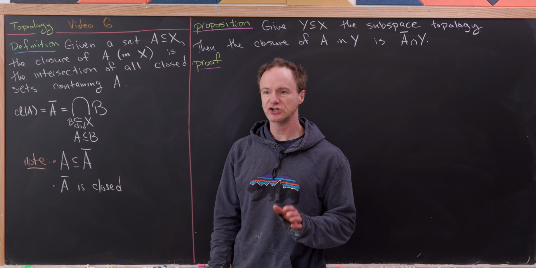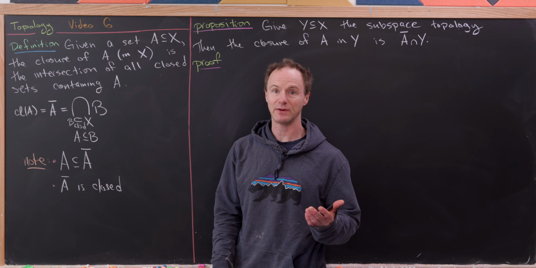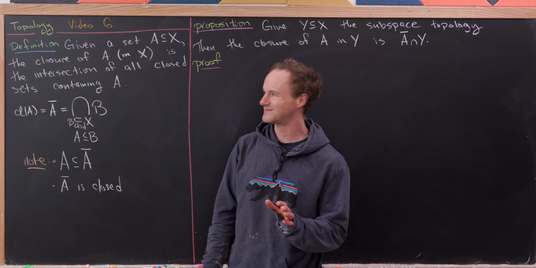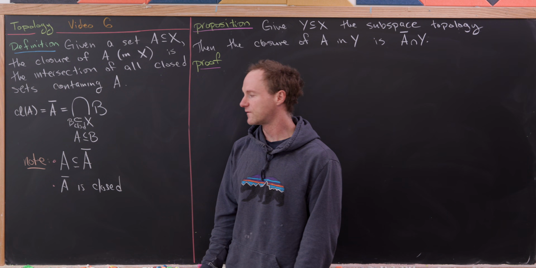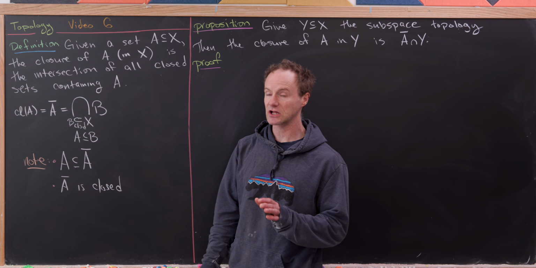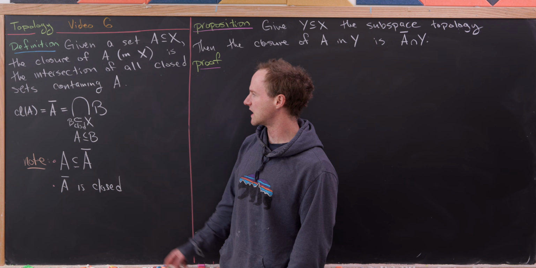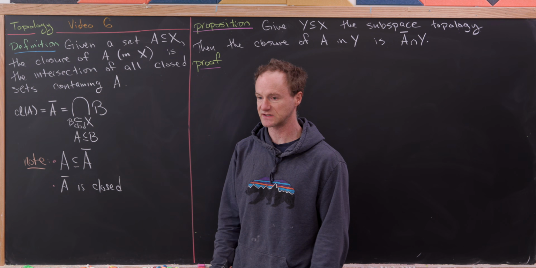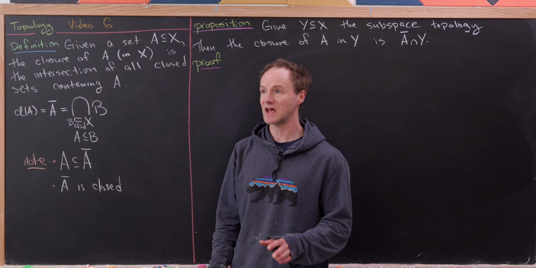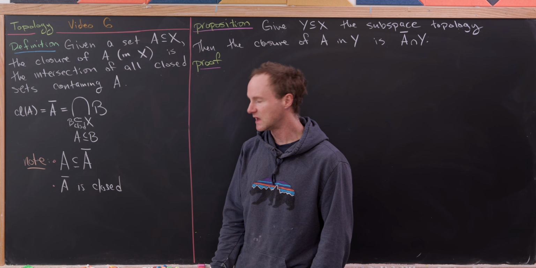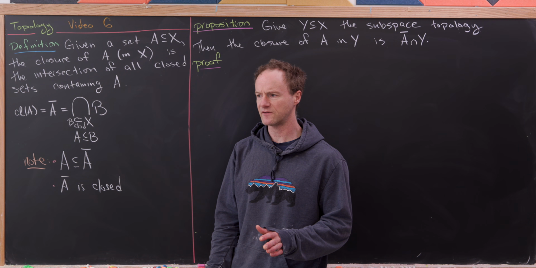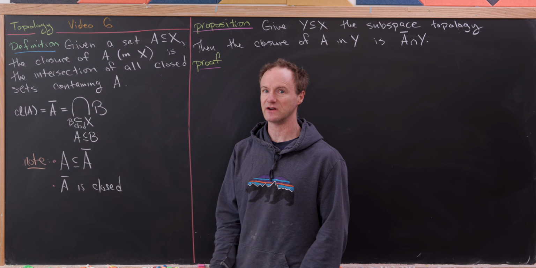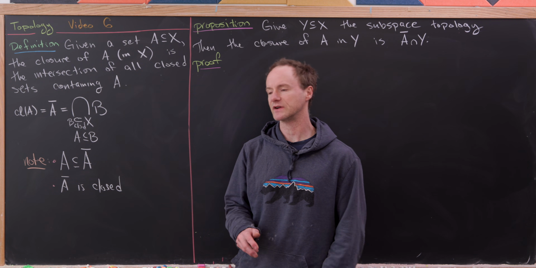Now I'd like to notice two observations that happen immediately. First of all, A is a subset of its closure. That's pretty clear by the definition. Furthermore, the closure of A is a closed set. Notice that here we're taking the intersection of an arbitrary collection of closed sets. That's going to give us a closed set by a previous result. And I should say that if the closure of A was not a closed set, then we didn't do a very good job naming our defining properties.